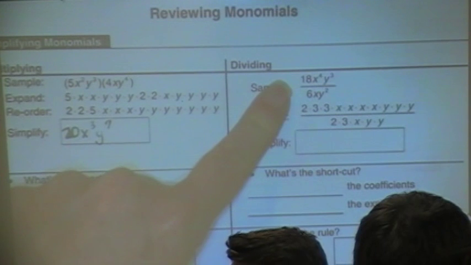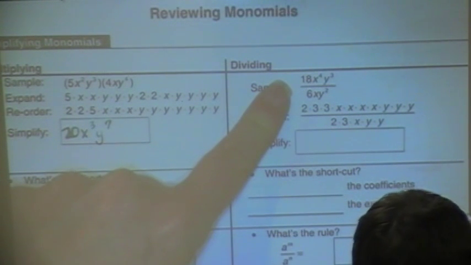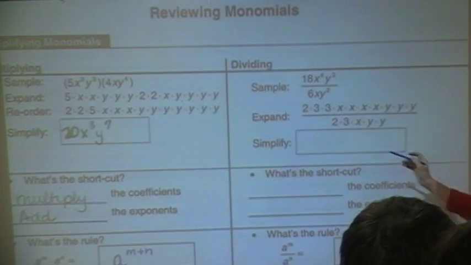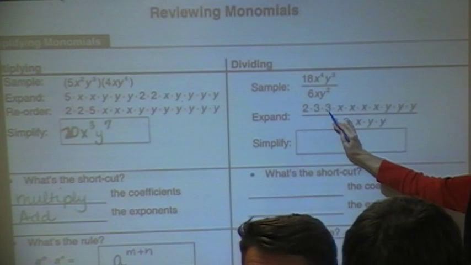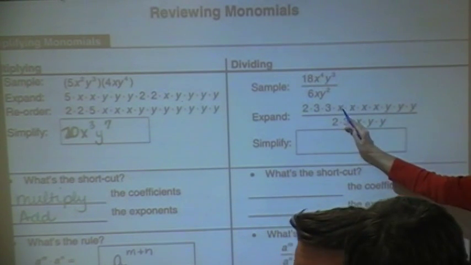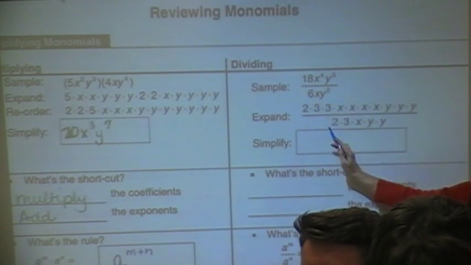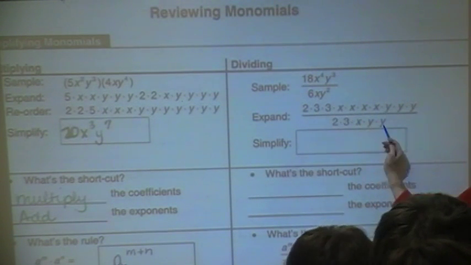Do you remember doing that in 6th grade? Factoring things all the way down to prime factors. Did you use a factor tree? Remember that? No? Yes. Factor all the way down. Anyway, that's what they did. I don't really know how they did it. But 18 will break down to 2, 3, and 3. Then they wrote the x's, 1, 2, 3, 4 x's, and 1, 2, 3 y's. Did the same thing with 6 broken into 2 and 3, and then 1 x and 2 y's.